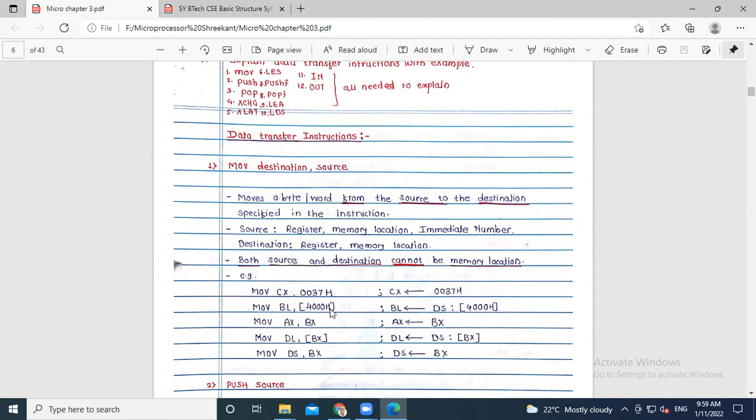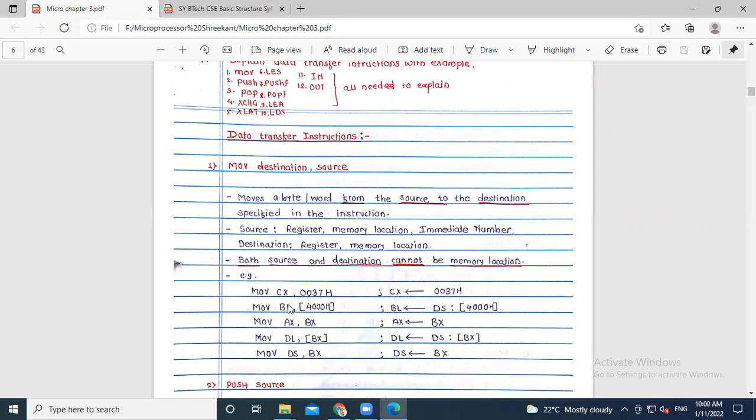MOV BL, [4000H]. It means the 4000H is in relative addressing mode. Brackets are there, you have to check. In relative addressing mode, it holds the address of some other value. That value at that address is what we transfer to the BL register. So C, B, A, D are the registers, and X, L, H we are using. X means either L or H for 16 bit, and if it is 8 bit, then we have to use only L.